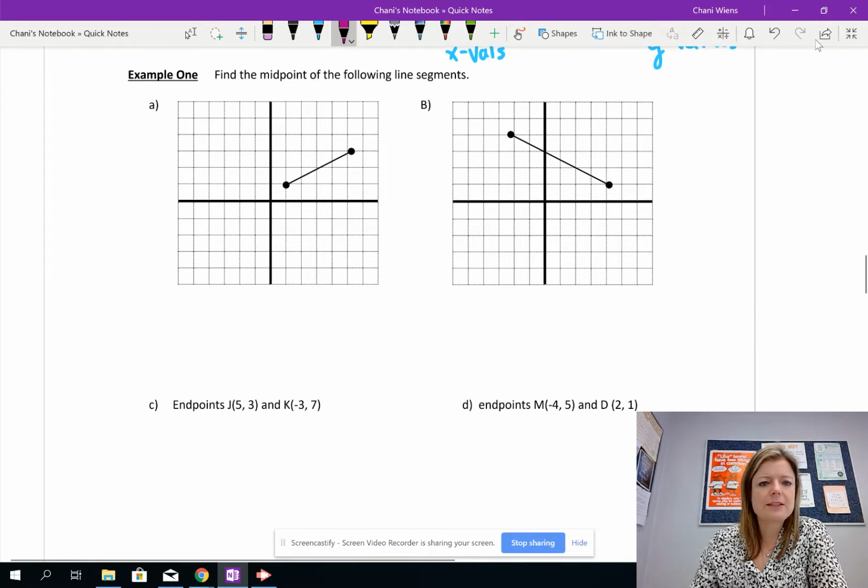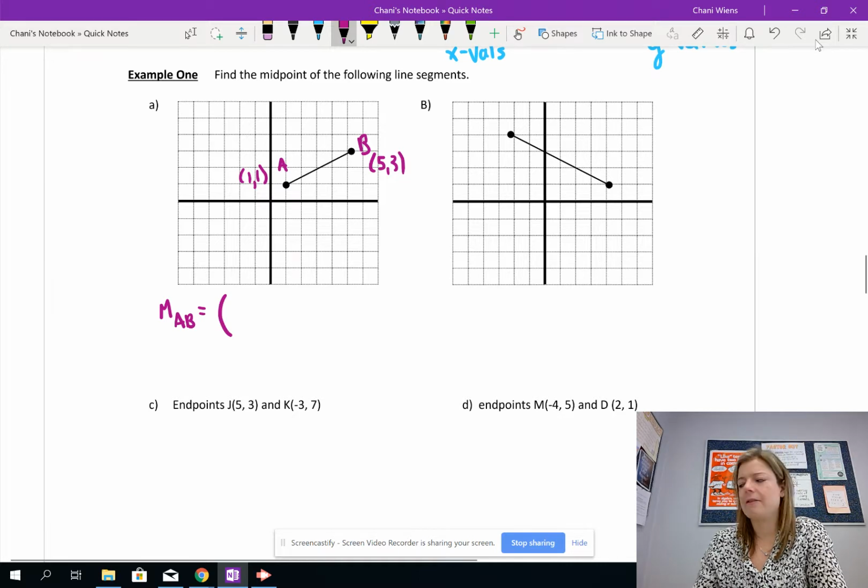Okay, so let's find the midpoint then of this line segment. So here we have A, and it is 1, 1. And this coordinate is B, and it's 5, 3. So let's do the midpoint formally. So the midpoint of AB is equal to, now we find the average of the x values. So we take 1 plus 5 and divide by 2, comma. Then we take the average of the y values. 1 plus 3, divide by 2.